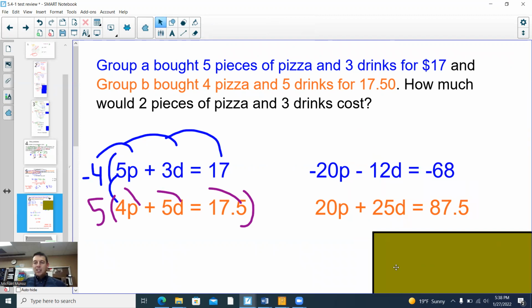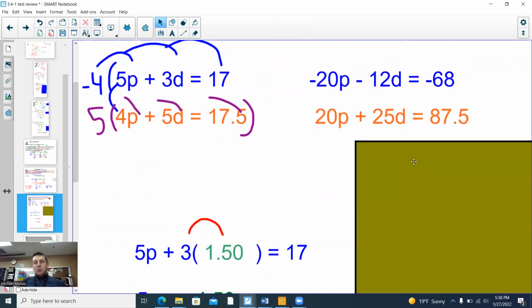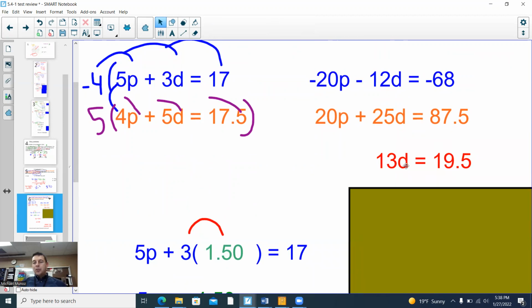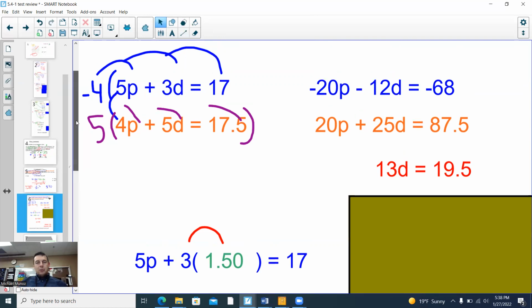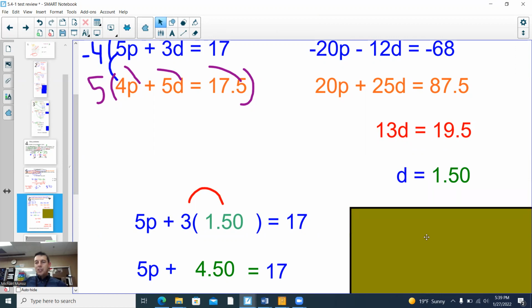And then you'll end up with this. You can pause it if you need. Then you're just going to work through the steps. I'm not going to go through it all, but we'd add everything and end up with 13 drinks, because we take negative 12 plus 25. 13 drinks equals 19.50. So I divide by 13 on both sides and I get $1.50. So each drink is $1.50. I'll plug that $1.50 into the equation to figure out what pizza costs.